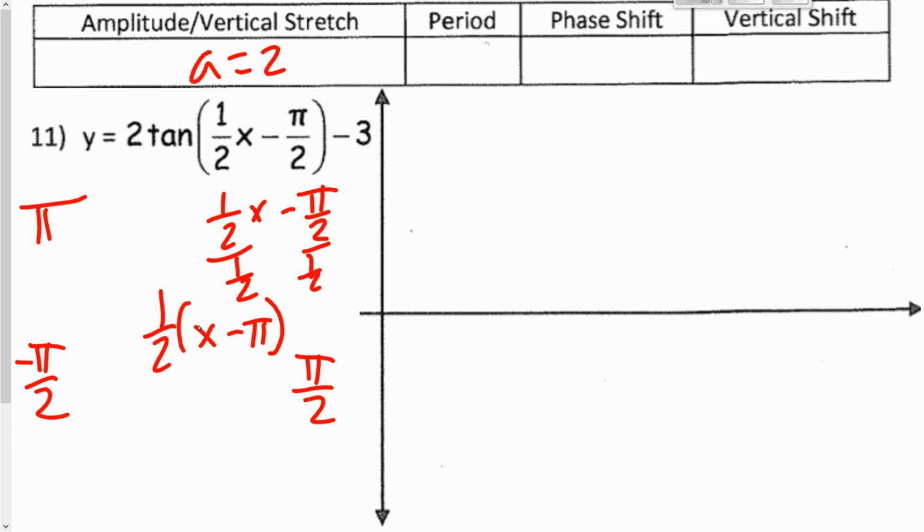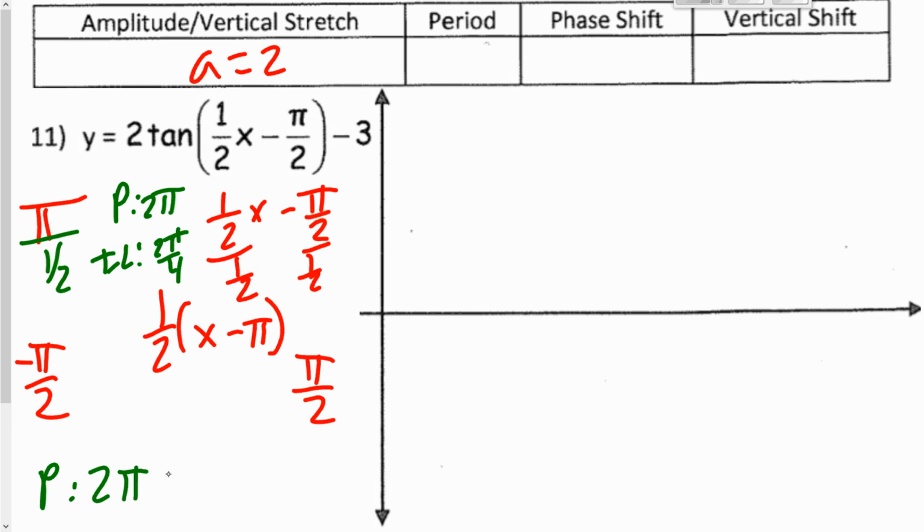Alright, so there's our b. So we can take our pi and divide that by 1/2, which is timesing by 2. So our period length is 2 pi. Okay, and then for our interval length, we're going to take that 2 pi and divide it by 4, which is pi halves. So period is 2 pi, interval length is pi halves, and we start at -pi halves.